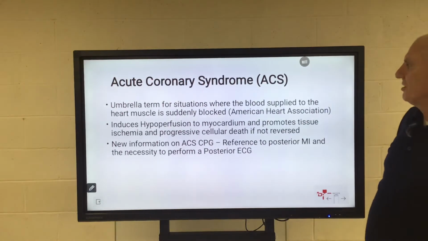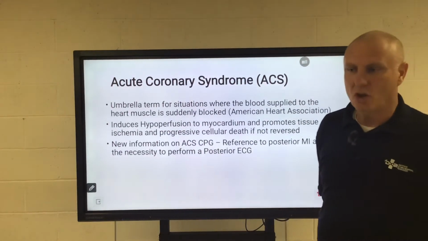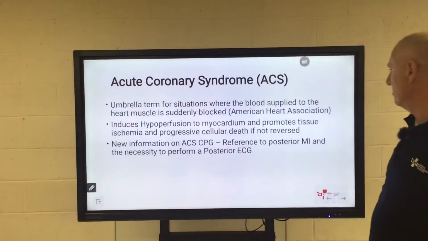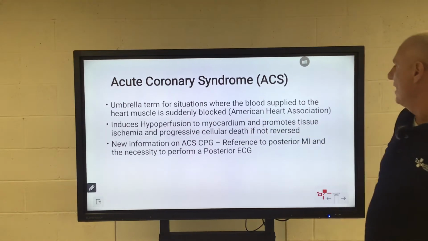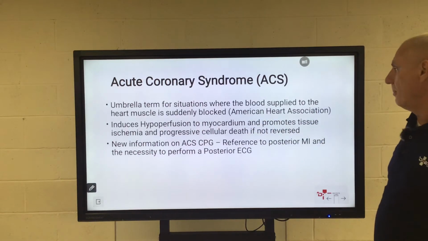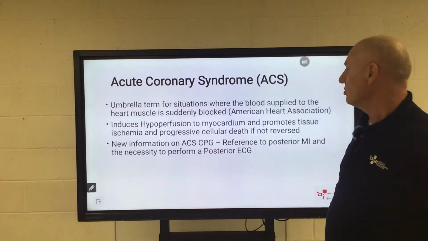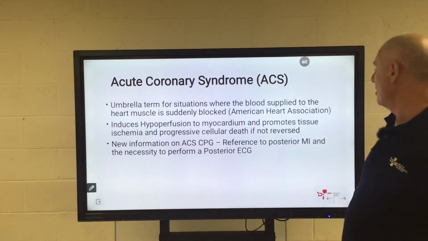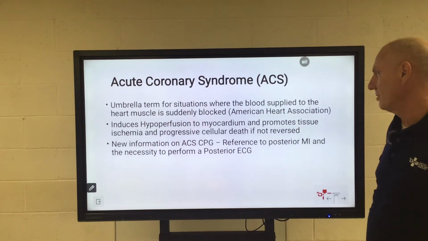ACS, or acute coronary syndrome, is an umbrella term for situations in which we have hypoperfusion of the cardiac myocytes themselves. Blood supply to the heart muscle is suddenly blocked, as per the American Heart Association. The blockage can be from what? A blocked artery. It can be from numerous things. It includes hypoperfusion to the myocardium and promotes tissue ischemia and progressive cellular death if not reversed.